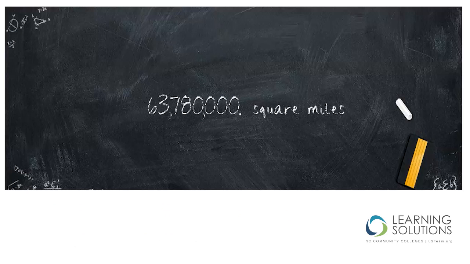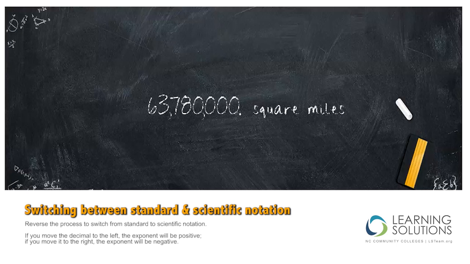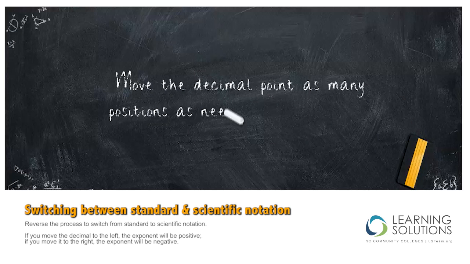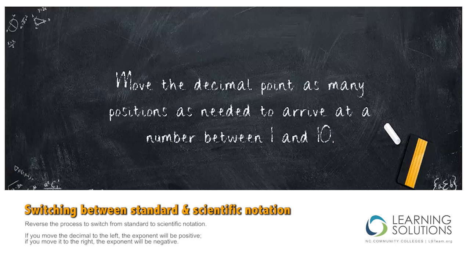What if you want to switch from standard notation into scientific notation? The process is the reverse of what we just saw. Take your measurement and move the decimal point as many positions as needed to arrive at a number between 1 and 10. The number of times you moved the decimal will be the exponent. If you moved it to the left, the exponent would be positive. If you moved it to the right, the exponent would be negative.